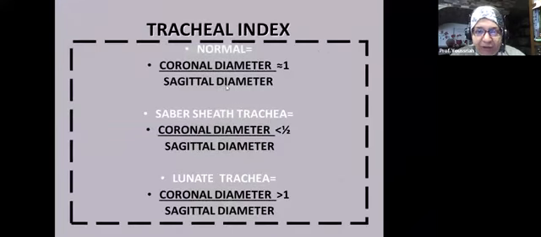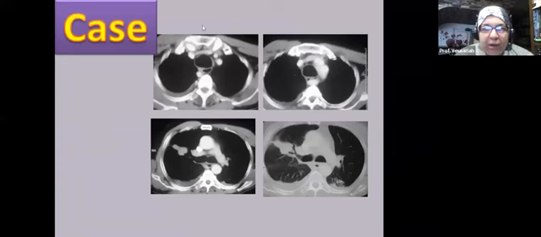Normally, the coronal over the sagittal ratio is nearly 1. In saber-sheath trachea, it's less, about half, and in the case of lunate trachea, it's more than 1. Again, the trachea: what we see here is a markedly dilated trachea. It's bigger than the vertebra, okay? This dilated trachea affects the course of the trachea all through, and even affects the main bronchi.